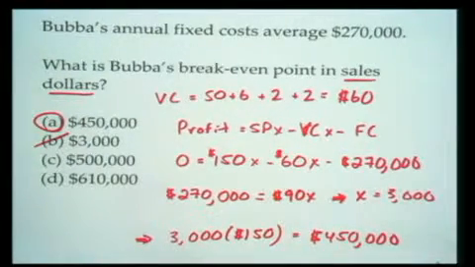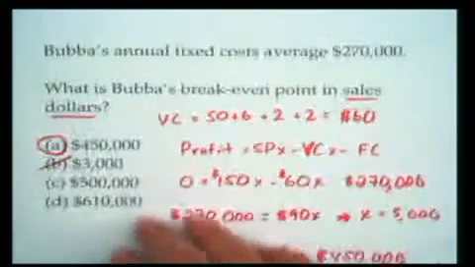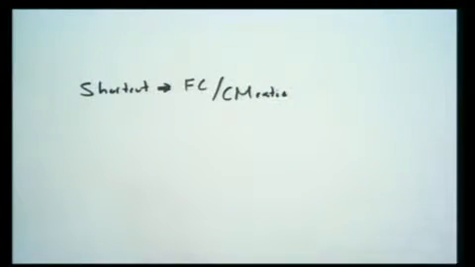which gives you $450,000. Now, there is one other nuance to point out. What is the shortcut formula? The shortcut to get the break-even point in dollars is fixed costs over the contribution margin ratio. That's not terribly relevant, we can just do the long way and it gets the job done.